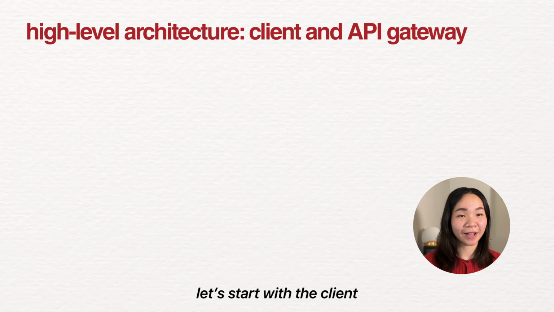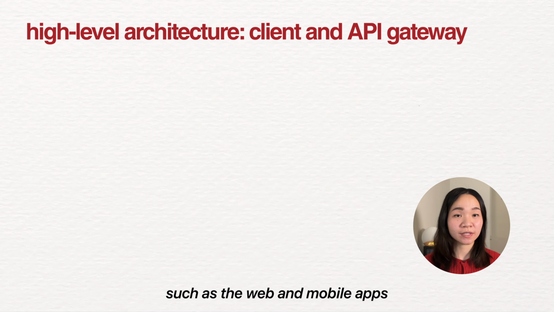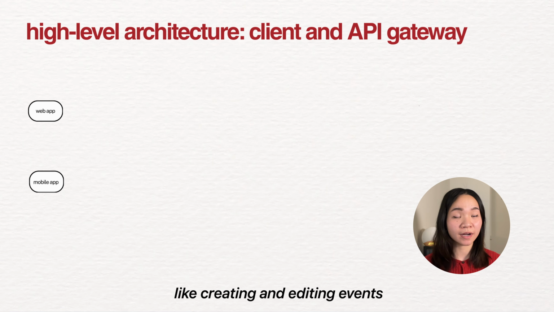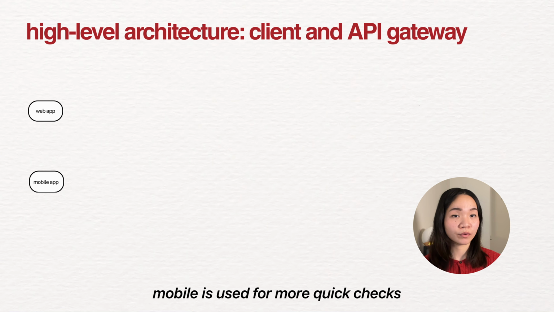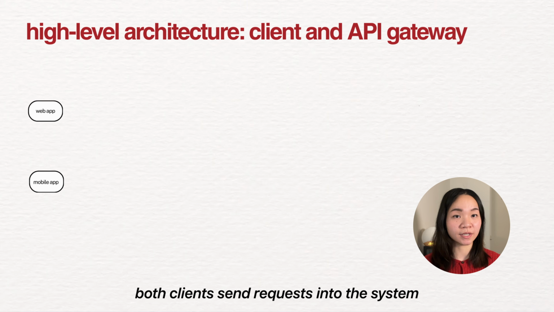Let's start with the client or the user-facing layer where people interact with the product, such as the web and mobile apps. For Google Calendar, the web is typically used for heavier planning, like creating and editing events. Mobile is used for more quick checks and time-sensitive interactions like viewing today's schedule or receiving reminders. Both clients send requests into the system.